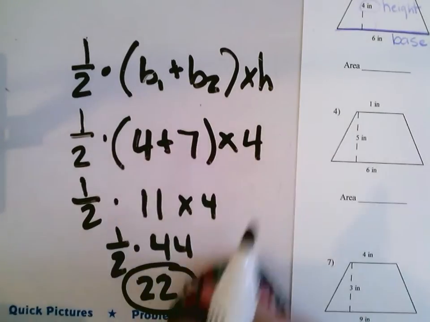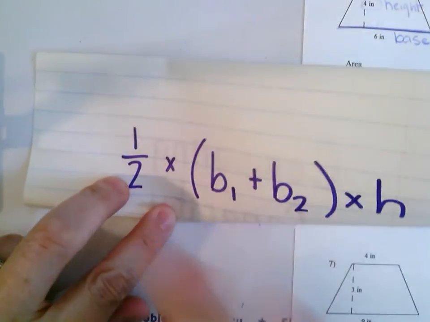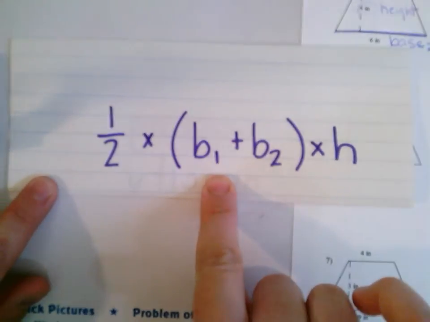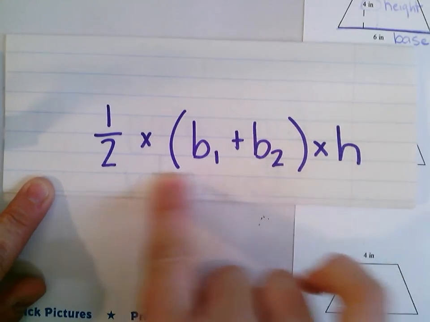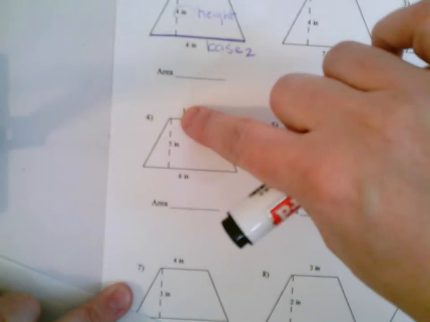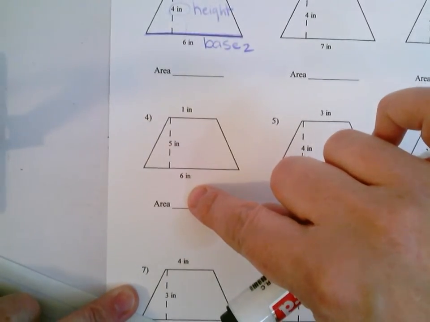So you're going to work on some problems with that today. The formula is on your page. Remember the formula: 1/2 times base 1 plus base 2. We're adding the two bases and then multiplying by the height. Remember the bases are the flat parts.